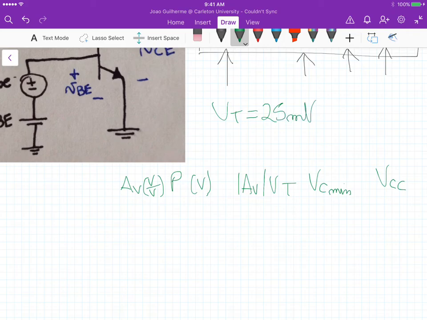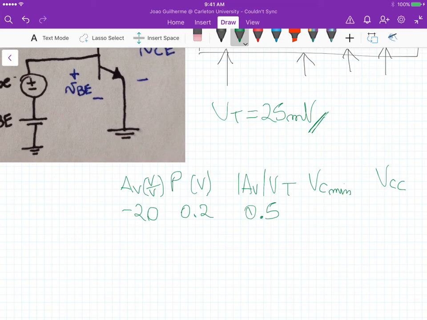So let's take the first value. The voltage gain is minus 20, and the peak voltage that we want to represent at the output is 0.2 volts. If we calculate the magnitude, which is 20, times this 25 millivolts up here, it gives us 0.5 volts.